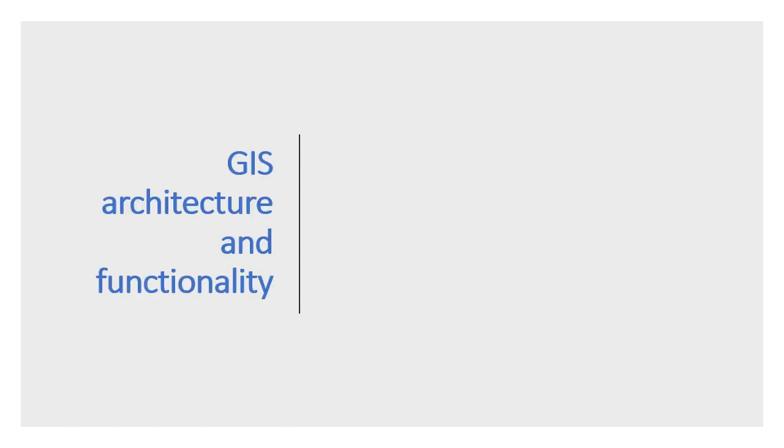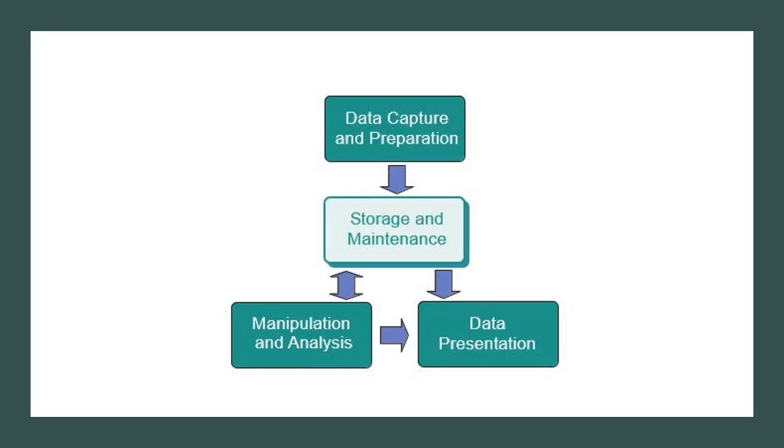Next important topic is GIS architecture and functionality. This is one of the most important questions, because through a diagram you have to explain its architecture as well as its functionality. Here we have all the four stages of GIS. First is data capture and preparation. Second, data storage and maintenance. Third step is manipulation analysis, and fourth step is data presentation.